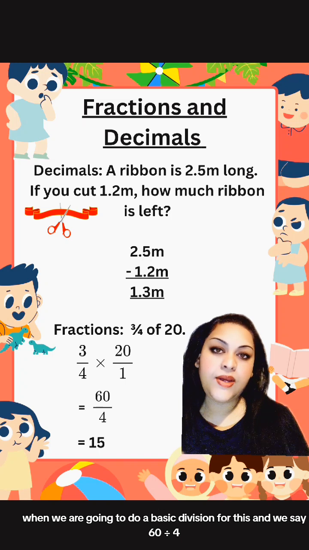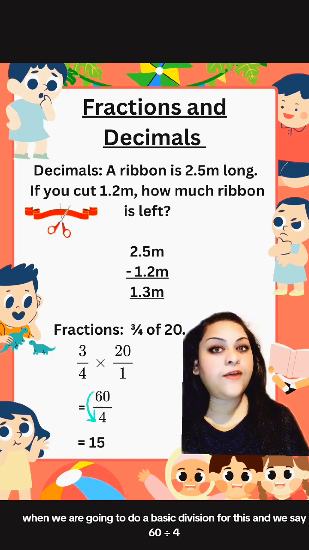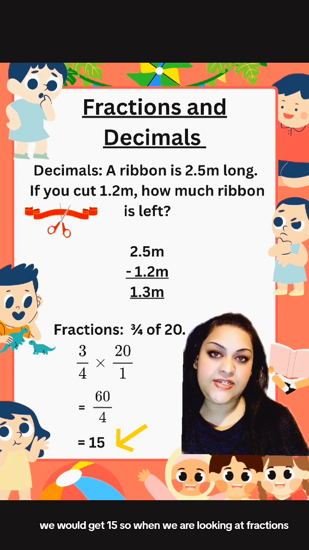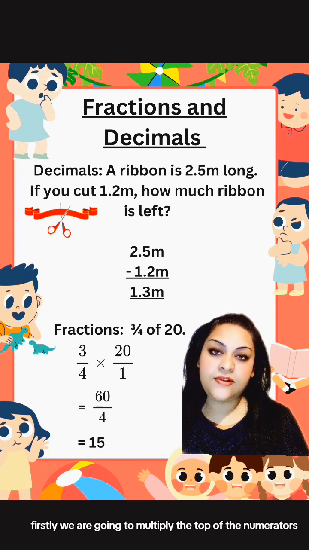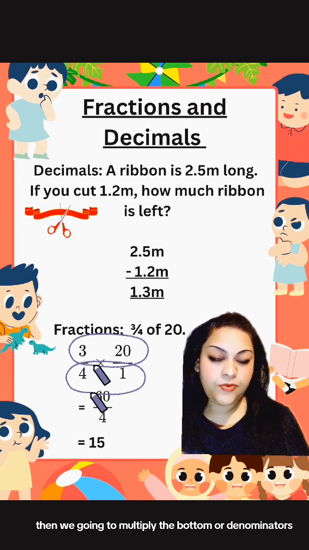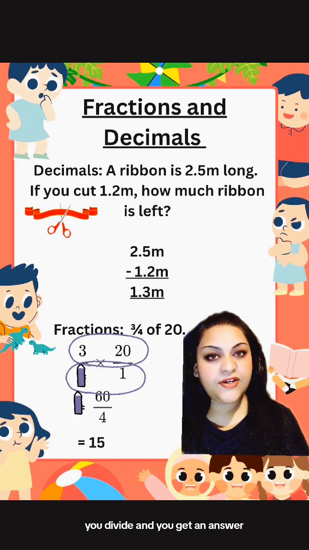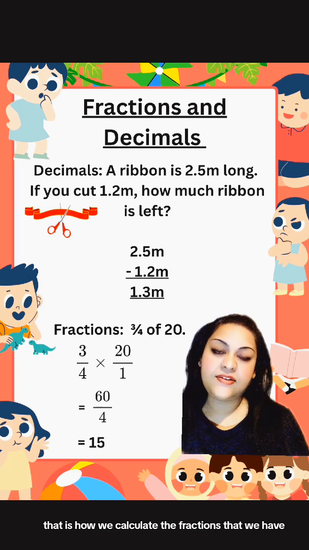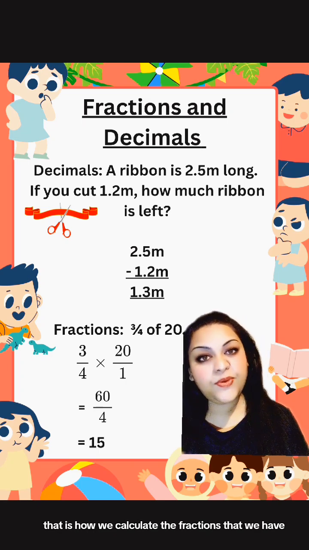Then we are going to do a basic division for this, and we say 60 divided by 4, we would get 15. So when we are looking at fractions, firstly we are going to multiply the top or the numerators, then we're going to multiply the bottom or denominators. You divide and you get an answer. That is how we calculate the fractions that we have.